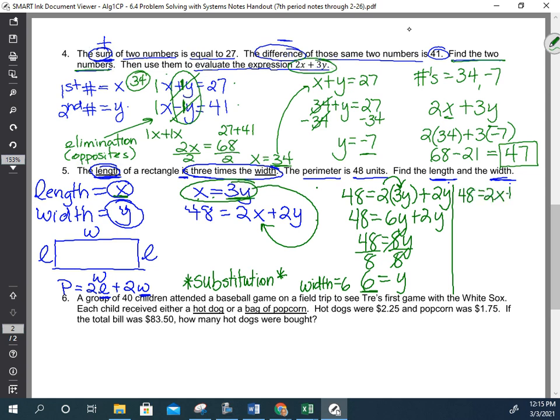It doesn't matter which equation you put it in. It depends on just whichever one you feel like putting it in. So if you put it in the first one, you should get 18. We're going to solve it in the second one, and we should still get 18. So 48 equals 2 times x plus 2 times 6.